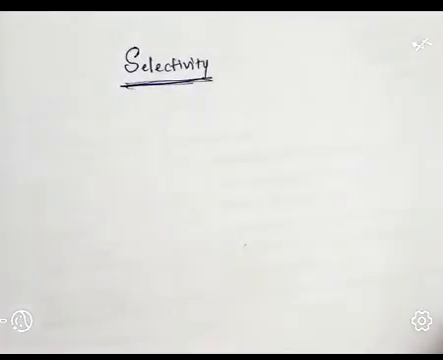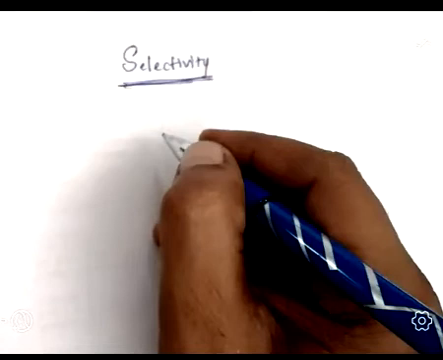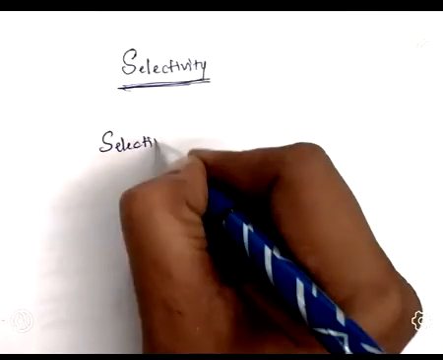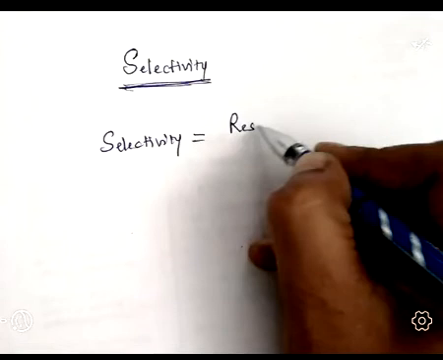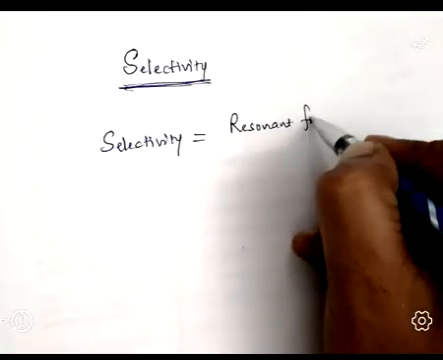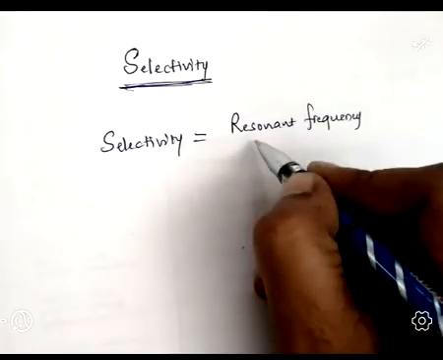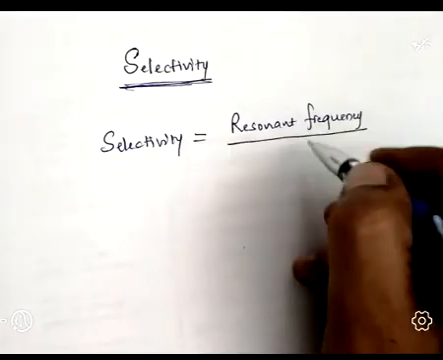So once again, I'll repeat. Selectivity is nothing but the ability of a circuit to discriminate or distinguish between the desired and undesired frequencies. So from this statement, let us define the selectivity. Selectivity is defined as the ratio of resonant frequency divided by bandwidth of the circuit.